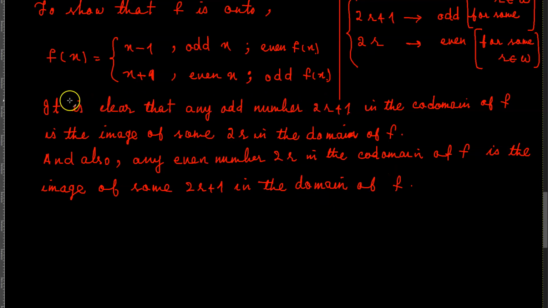So basically every number that we have in the codomain of the function, whether even or odd, is covered this way, and so you can say that therefore f is onto or surjective.